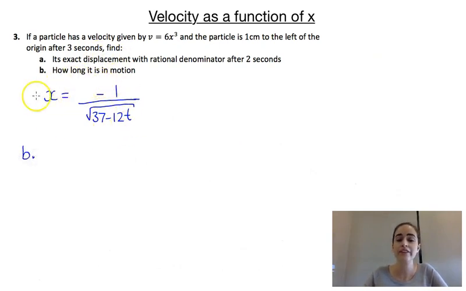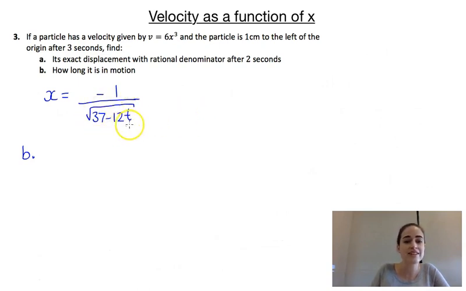For part B of our question, we're asked how long is our particle in motion? So we've just figured out that displacement is given by this formula here. So one way of thinking about this question is, if we're trying to figure out how long it's in motion, we want to figure out what values of t this function can take on. If we're thinking about what values of t it can take on, that means we're thinking about the domain of this function. So looking at the domain of that, we know that this number down here is in the denominator, so it can't be equal to 0.